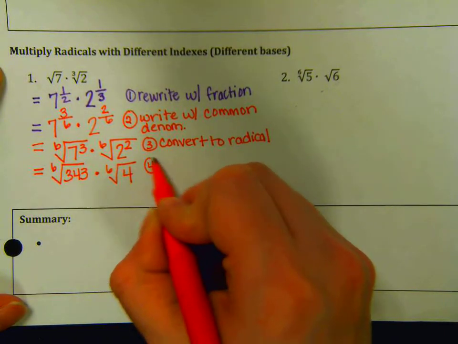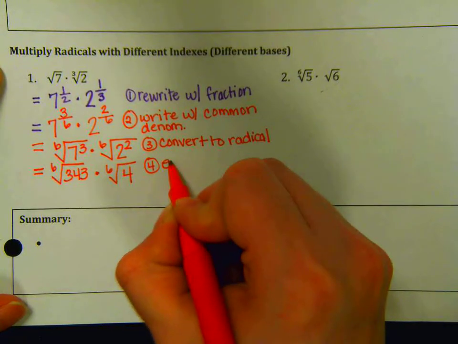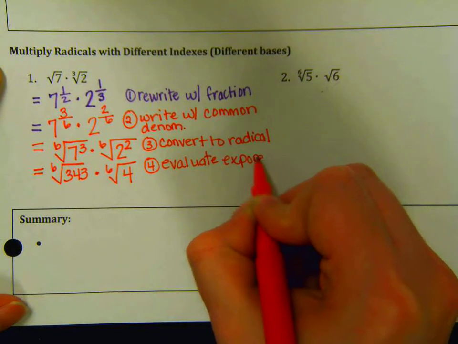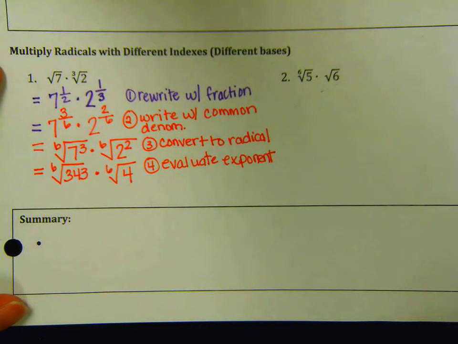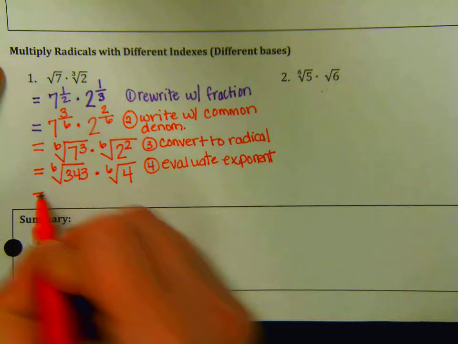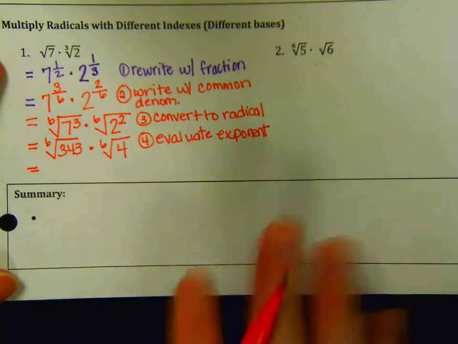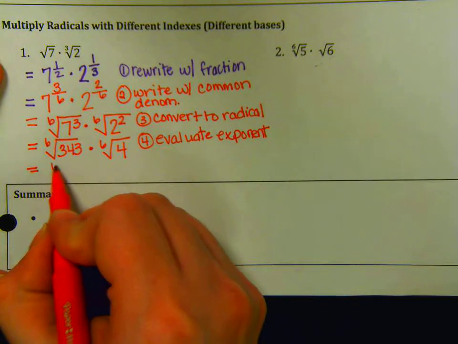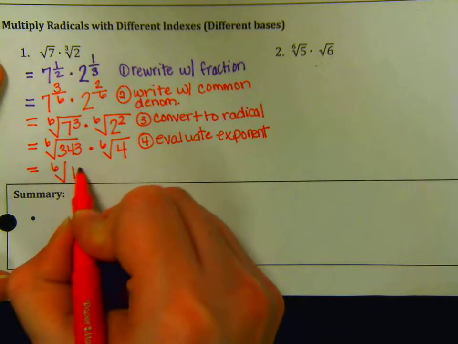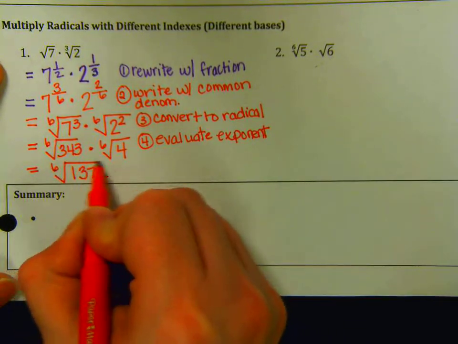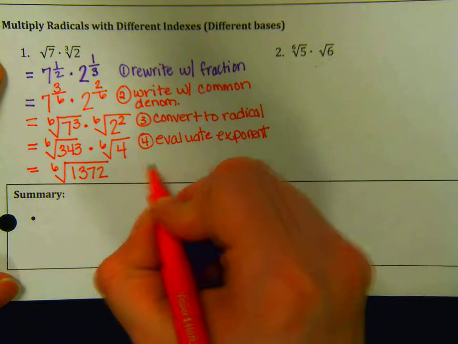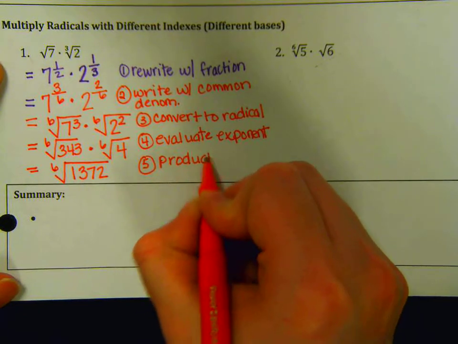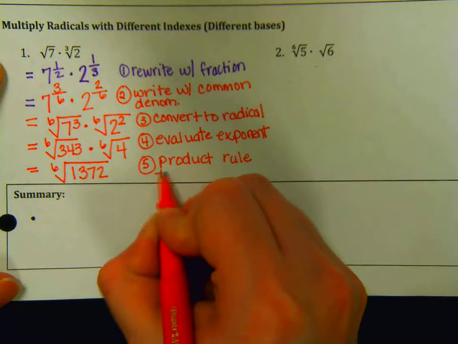So 4th step, evaluate exponent. Okay, final step, I'm going to multiply 343 times 4. And in your calculator, you'll get 1,372. So it's the 6th root of 1,372, and that last step is just using your product rule to multiply.